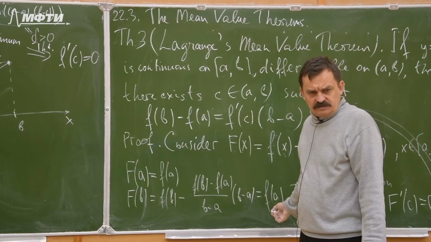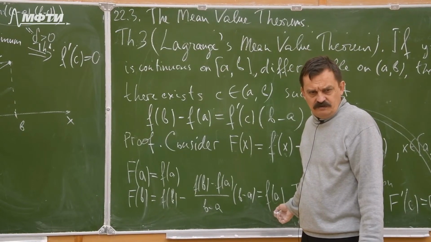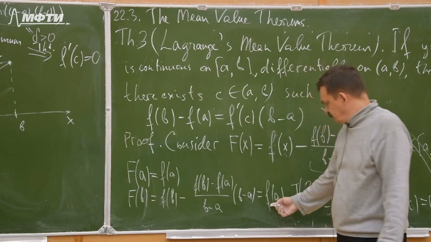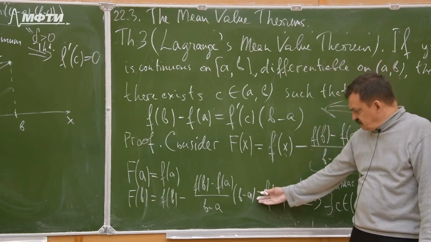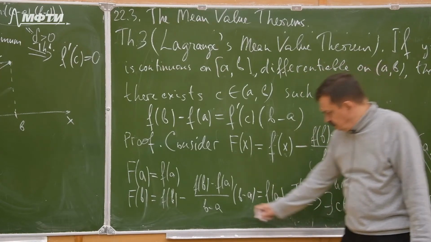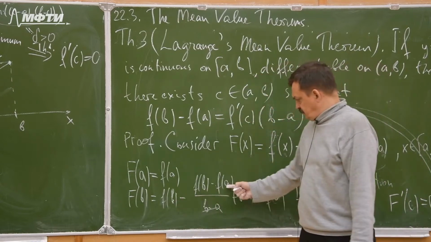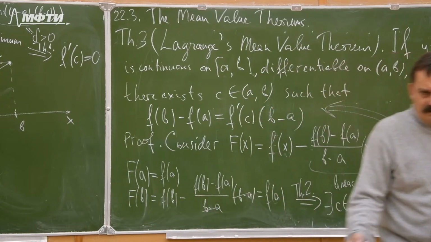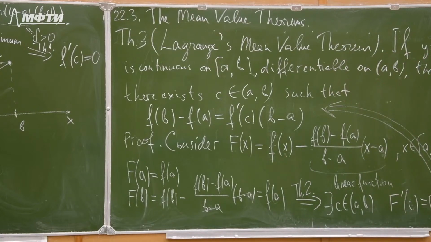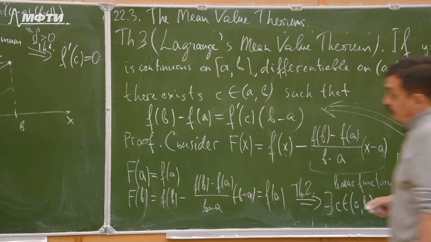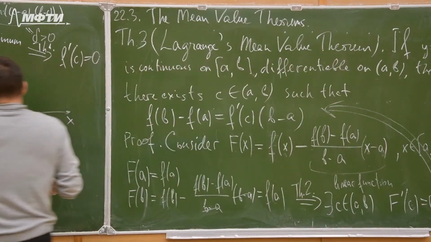The question is about capital F of b. How is capital F of b equal to f of a? As it is written. Look, b minus a we cancel. f of b we cancel. So what remains? f of a. Is it clear? Okay. So that is the geometric interpretation once again.